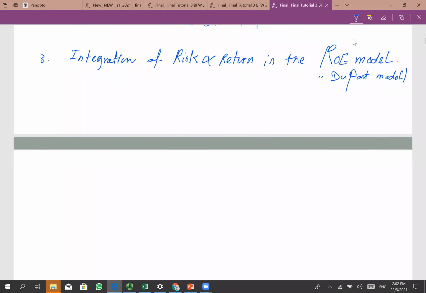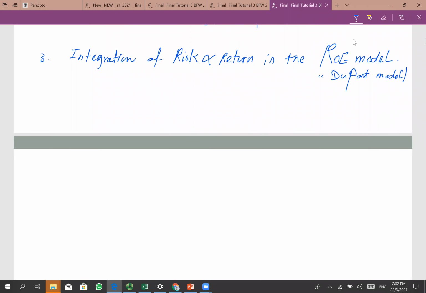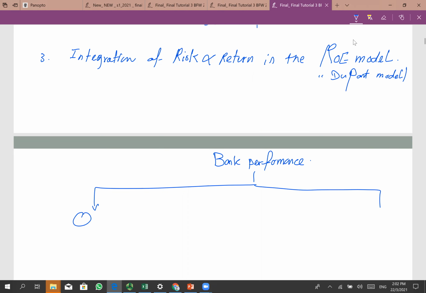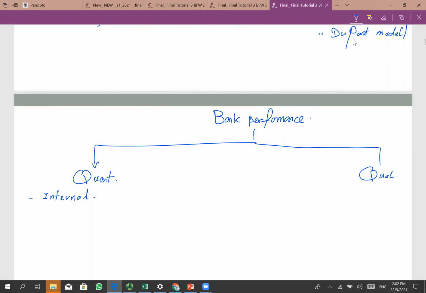Okay, now having said that, just to refresh your memory, the bank performance is coming like this. We have what we call quantitative, and we have what we call qualitative performance. But this quantitative is also some of it internal and some of it external.